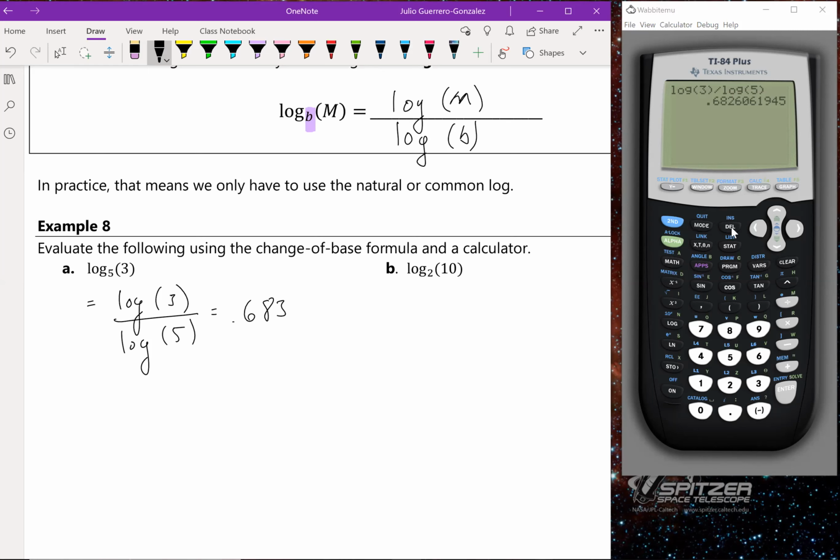So I'm going to put that 0.683, right? Okay. Newer TI calculators have the log base built into them. So if you hit math, you get all these different options. If you go to the very bottom one, it says log base, and hit enter. Okay, what happens? It allows you to put in a base other than 10.